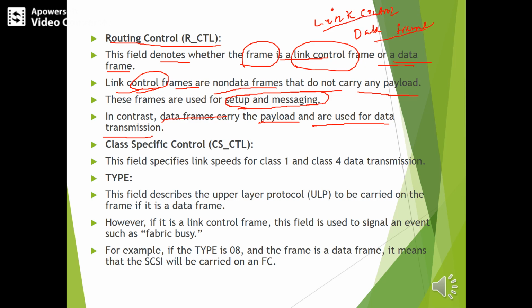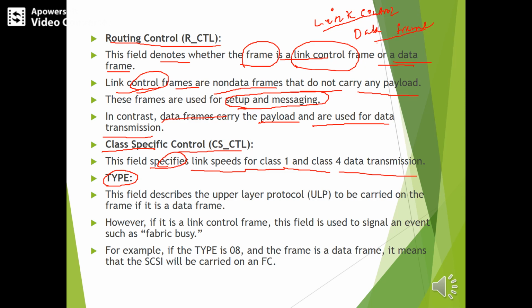So next we'll take class specific control, CSCTL. This field specifies the link speed for class 1 and class 4 data transmission. So class specific control specifies the link speed for class 1 as well as class 4 data transmission. Next comes the type field.